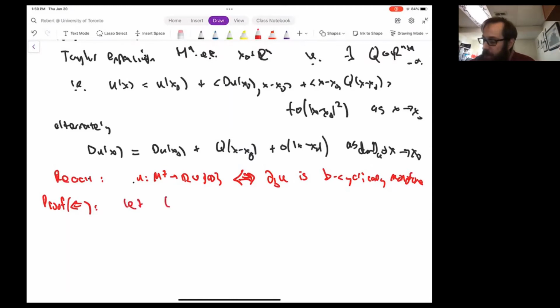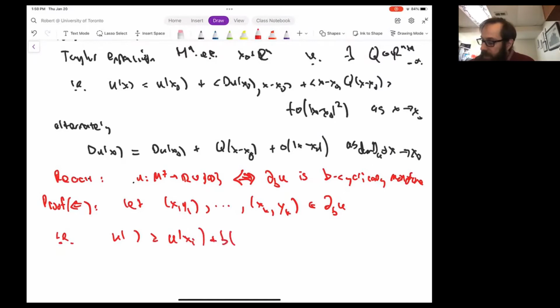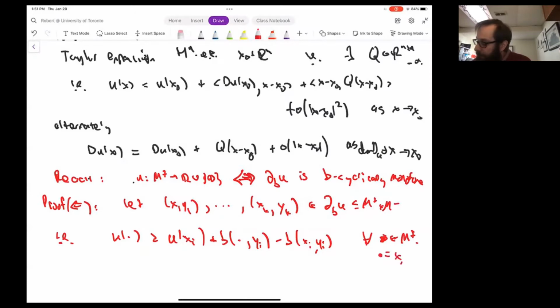So let me take a bunch of points (x1, y1) up to (xk, yk) in the b-subdifferential. And recall what that meant was that u evaluated at any point was bigger than u at xi plus b of that point, yi, minus b of xi, yi. So this was true for every point in M plus, which was a subset of the product space. And so now if I take the point to be equal to x(i+1), rather.